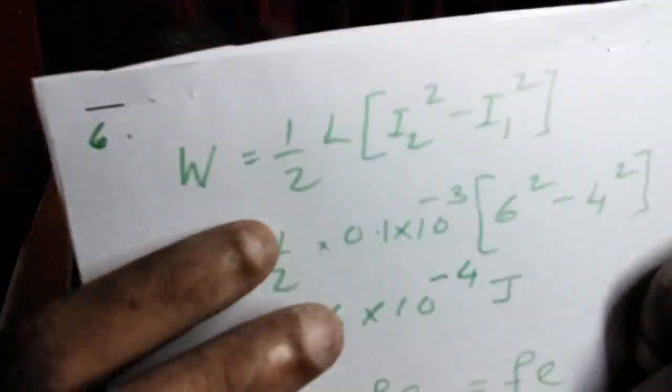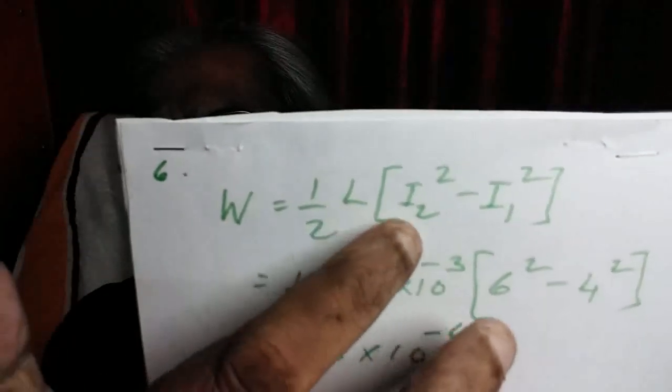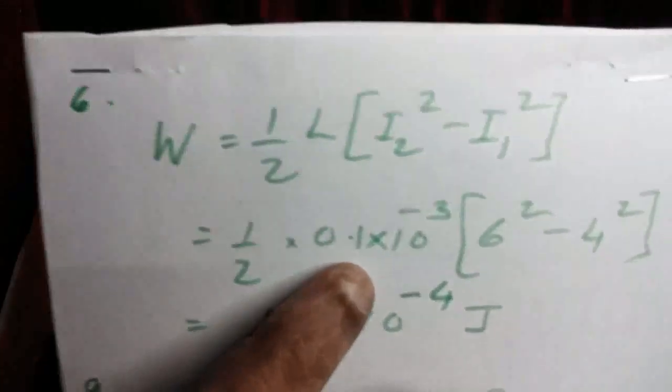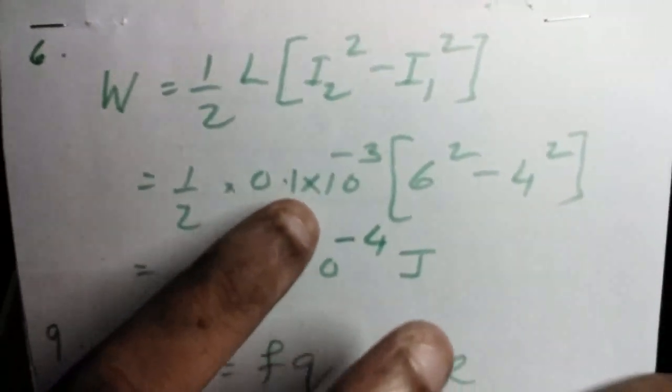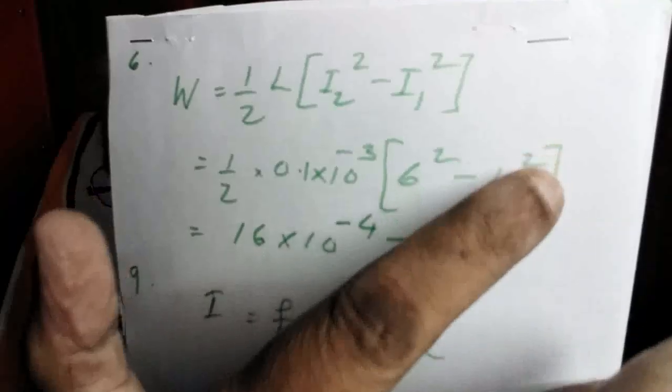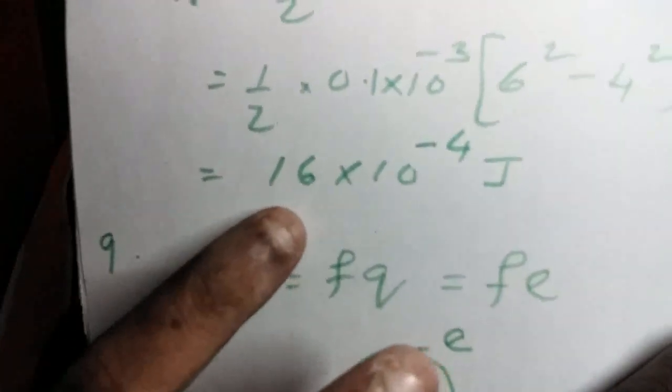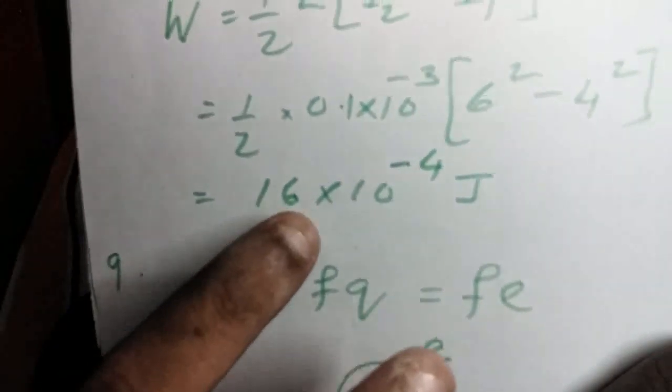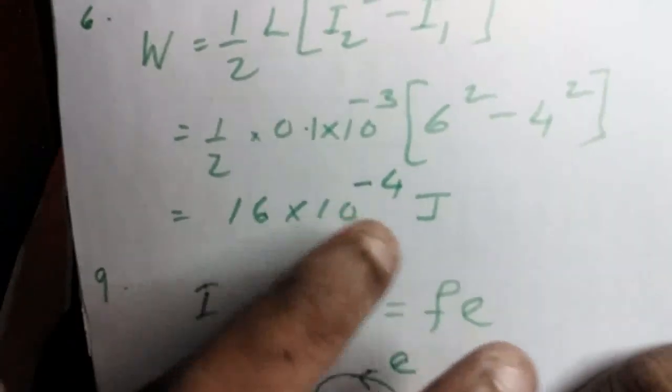So work done by the source of current is W equals half L into I2 square minus I1 square. That is half into L, which is 0.1 millihenry, that means 0.1 into 10 raised to minus 3, into I2 is 6 ampere, 6 square, minus I1 is 4 ampere, 4 square. The final answer will be 16 into 10 raised to minus 4 joule. Simple problem. Another one.